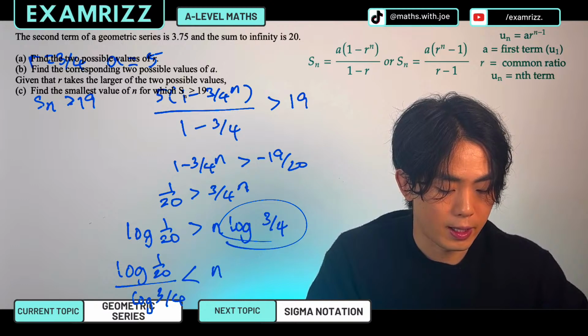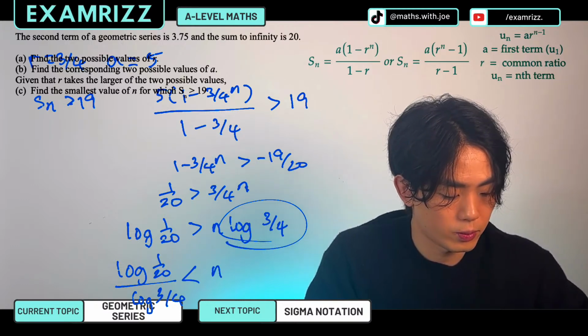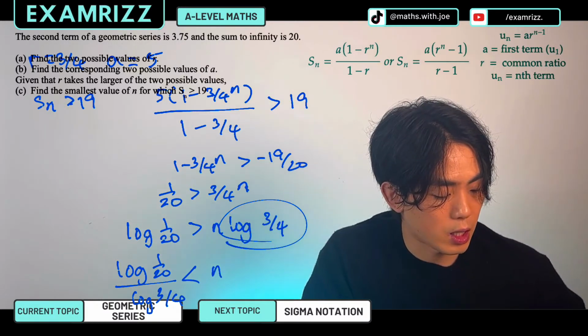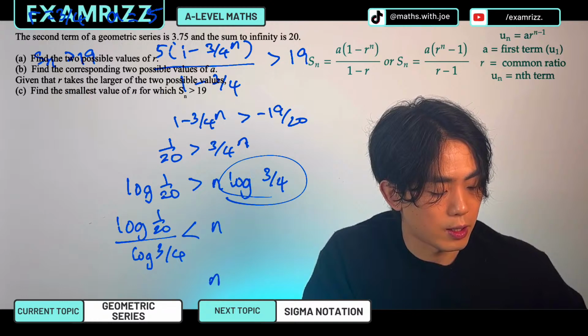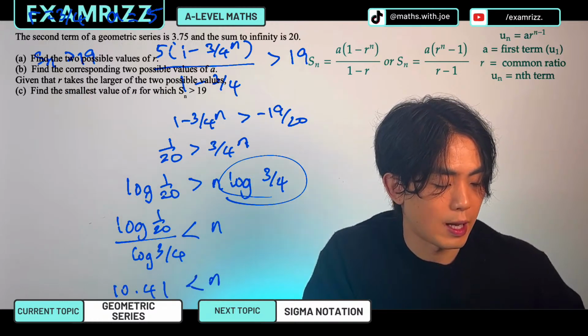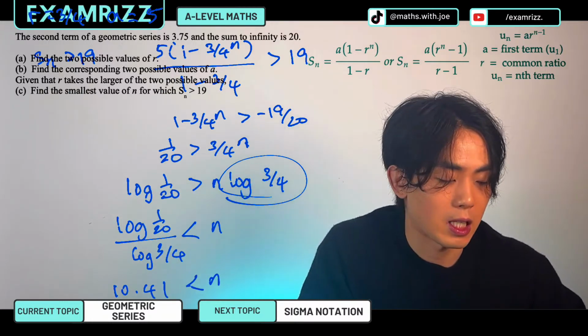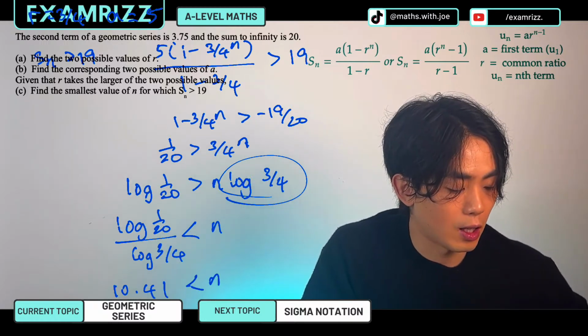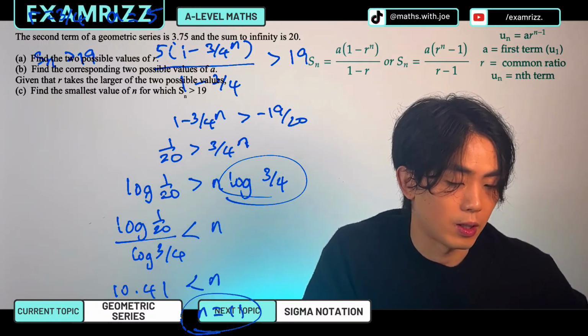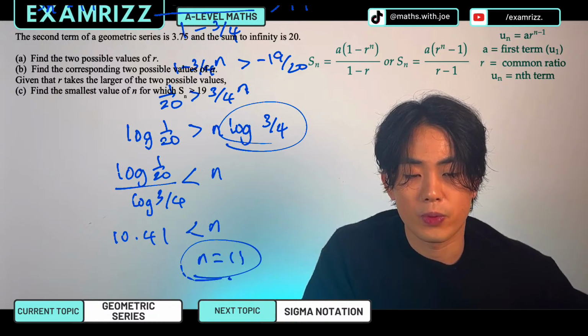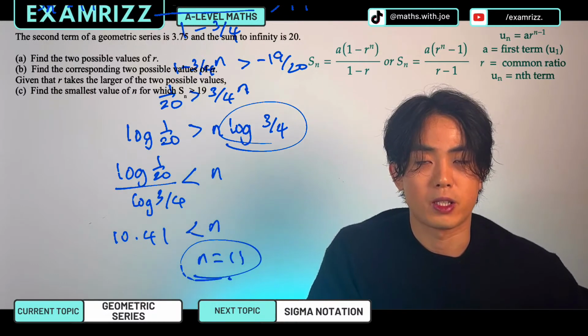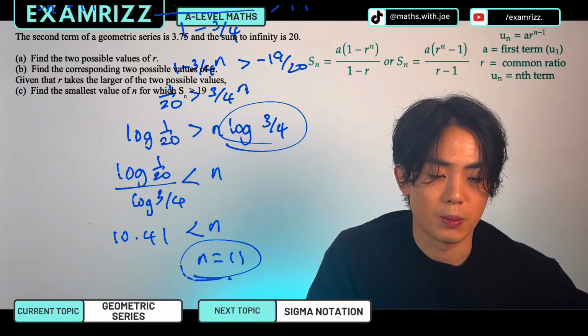Simply plug it into the calculator. So n has to be larger than 10.41. Remember, n is the number of terms, and it has to be a positive integer. So the next larger value is n equals 11. So the sum of this geometric series is greater than 19 when we reach the 11th term.